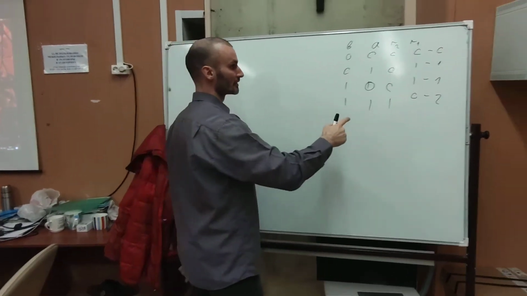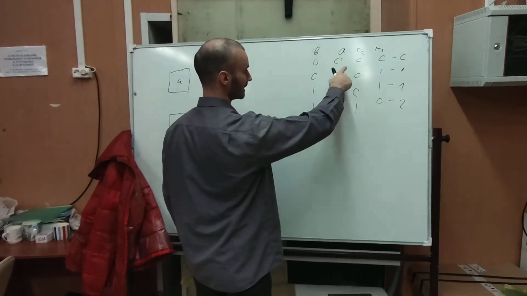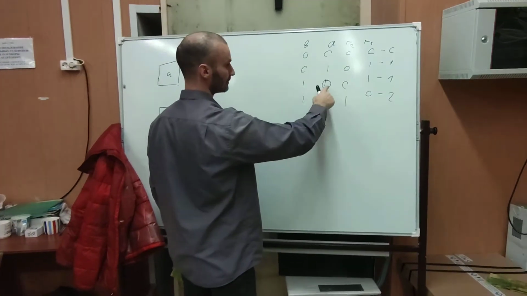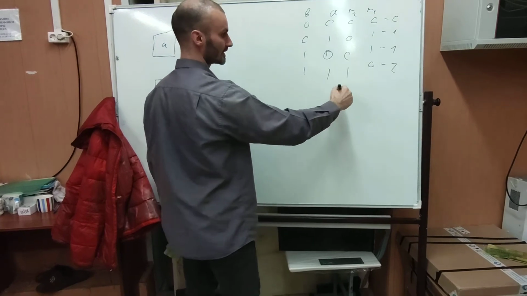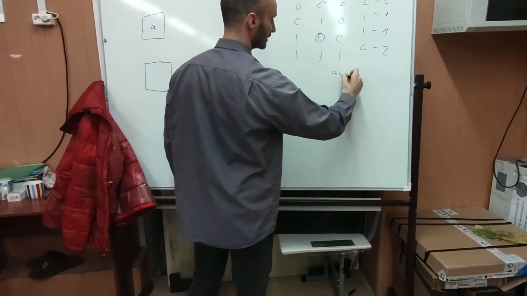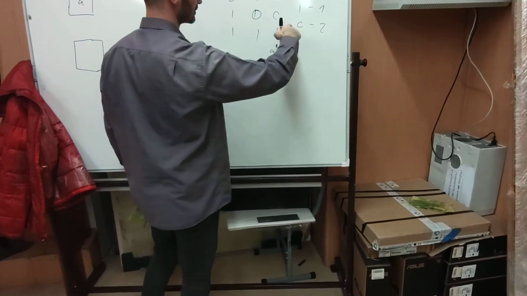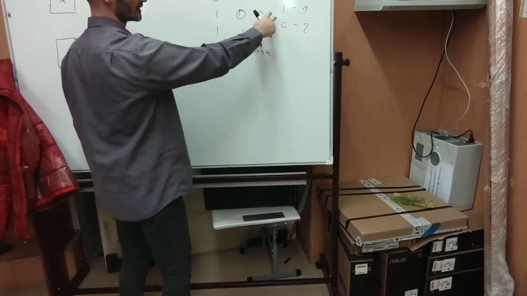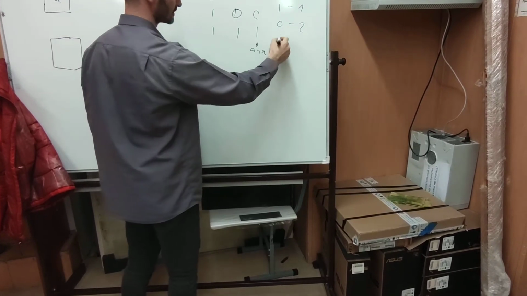First, let's start with the AND operation. So you see this is like 0 0 0, 0 1 0, 1 0 0, and 1 1 1. That's the AND operation. That's AND. And that's XOR. So if they are different, then 1; if they are equal, that's 0. That's XOR.